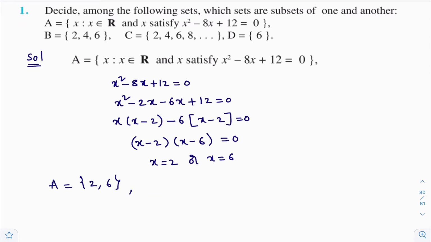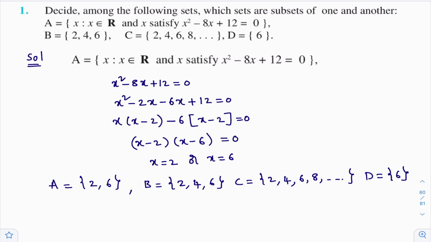Now I'll write the other given sets also. What is set B? Set B is 2, 4, 6. What is set C? Set C is 2, 4, 6, 8 and so on. Set D is given as the singleton set {6}. These are the four sets given in the question.